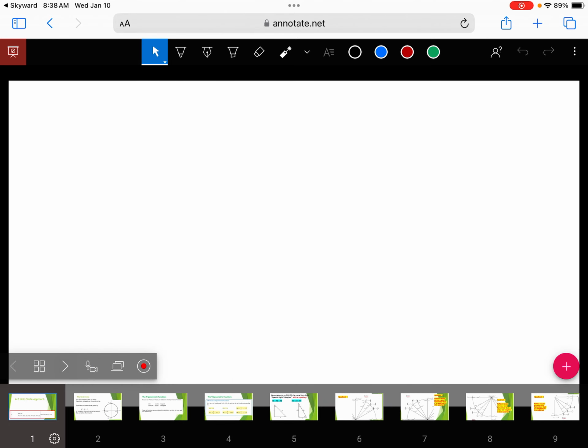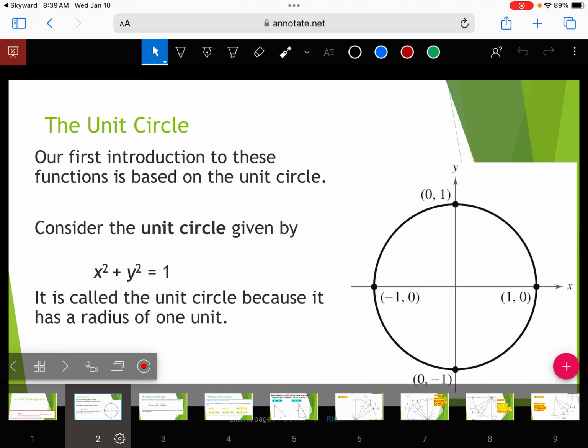Okay, you don't have to write down these next couple slides. I just want to give you a little bit of background about the unit circle. This is not necessarily anything you need to copy down. The unit circle essentially is the focus of the second semester of pre-cal for the first two chapters. So what is the unit circle?